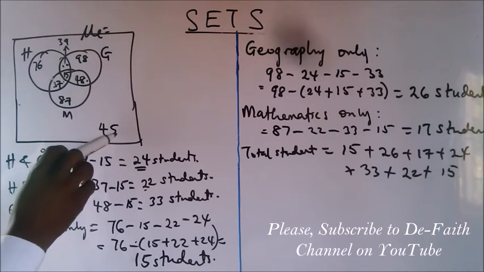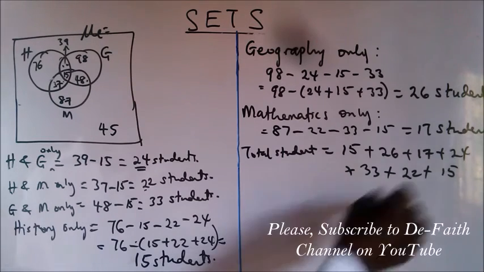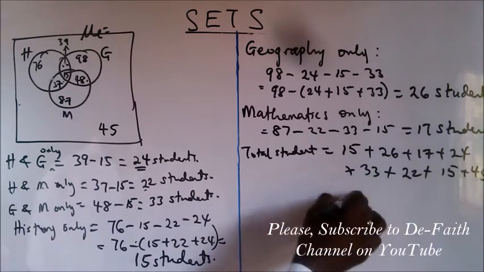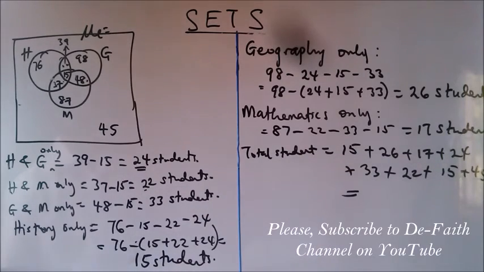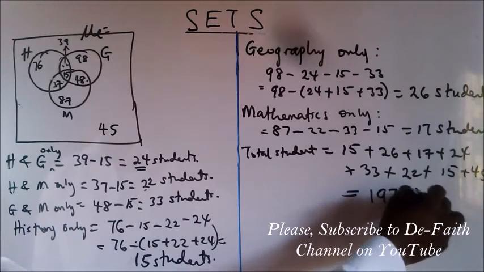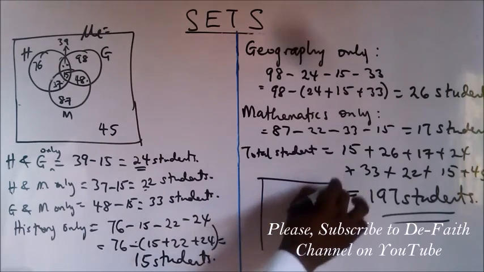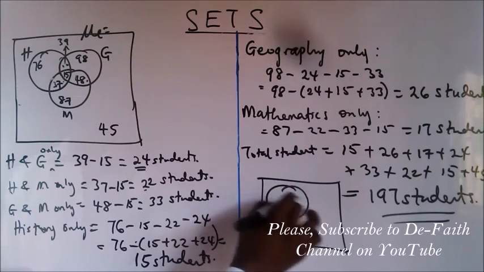These 45 are those that do not love any of the 3 subjects, that is history, geography, or mathematics, and that's we have 45. And so when we add all this, we would arrive at 197 students. And so from this survey, 197 students took part in it. To draw the actual Venn diagram, the actual Venn diagram will look somewhat like this.